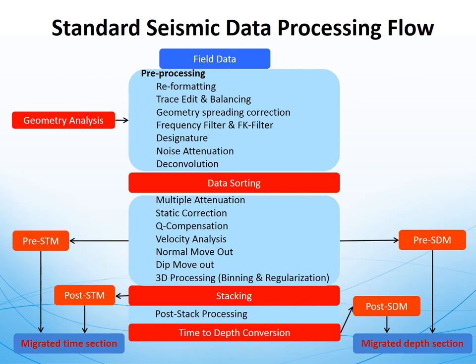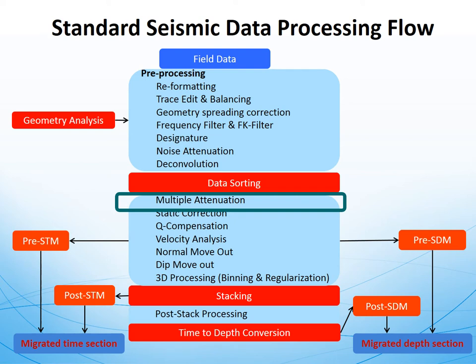Where does the multiple attenuation come in? You can see in the green box over there, it comes after the data sorting. In the noise attenuation and in the deconvolution, we conduct most of the processes in the shot and receiver domain. However, in the multiple attenuation, if you were to effectively attenuate the multiple, you need to sort the data to rearrange the data that you have back into a CDP and offset domain.